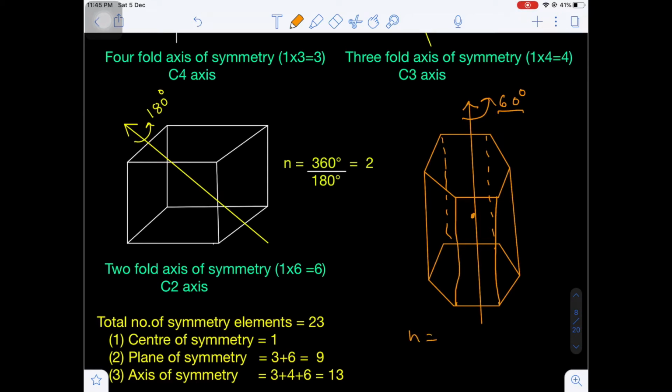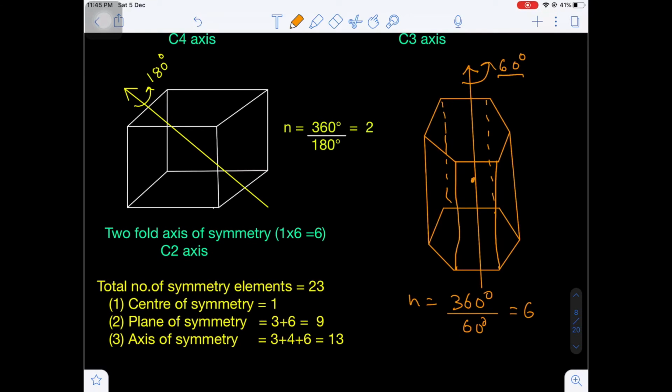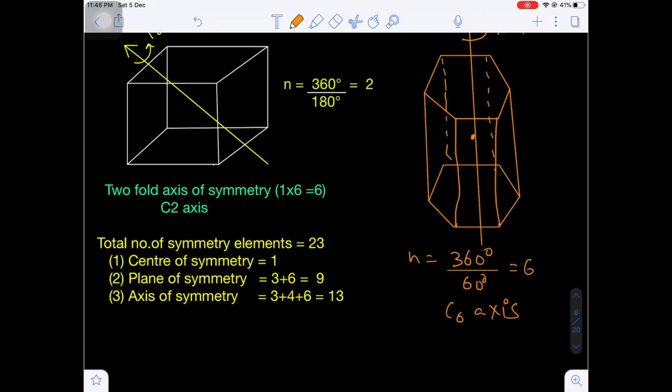So n is equal to 360 degrees divided by 60 degrees. That means in total you will get 6 times repetition of the structure. That's why this is called the C6 axis of symmetry, the 6-fold axis of symmetry. Okay, now here, in total how many symmetry elements will be present?